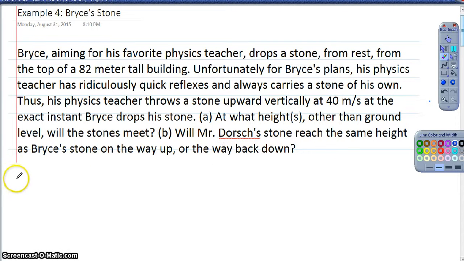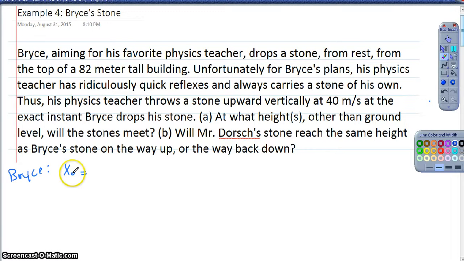Okay, so to approach either part of this problem, the key is setting up a system of equations. So I'm going to start by identifying all of the information that I know for each of these two stones that are thrown separately. And one of the biggest keys to this problem is keeping the systems consistent with each other. And so because of that, when I define the delta x, I'm not going to just define delta x, I'm going to define the x sub 0 and the x final.